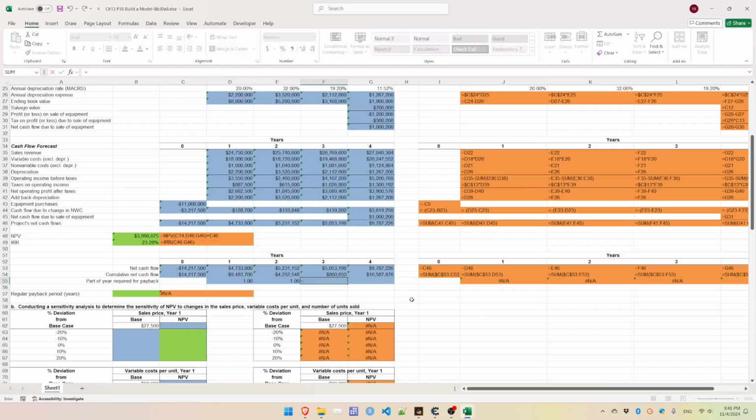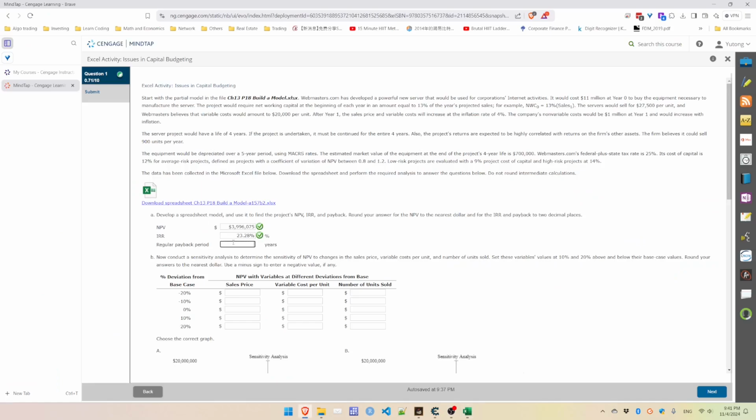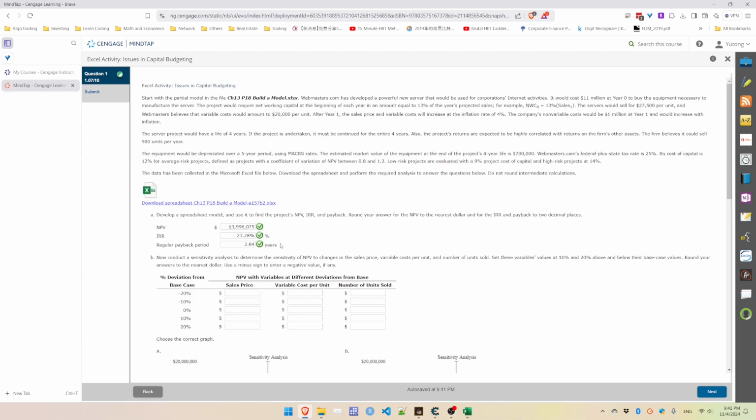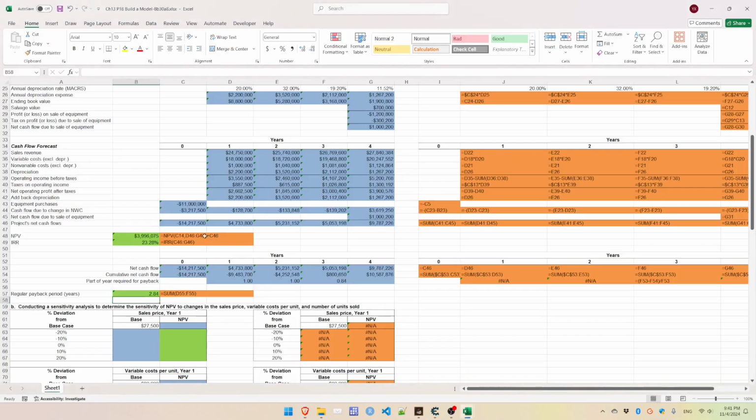So what percentage of that? It's apparently going to be this minus this divided by this. It's going to be something like this. So you can calculate a payback like this. It's going to be the sum of these 3 numbers, 2.84. So if I put it in here, 2.84, and let's check the answer. As you can see, it's correct.